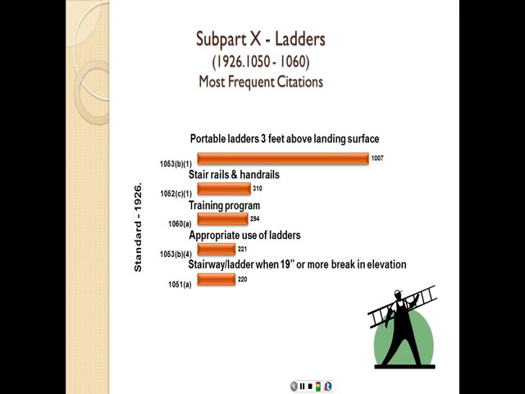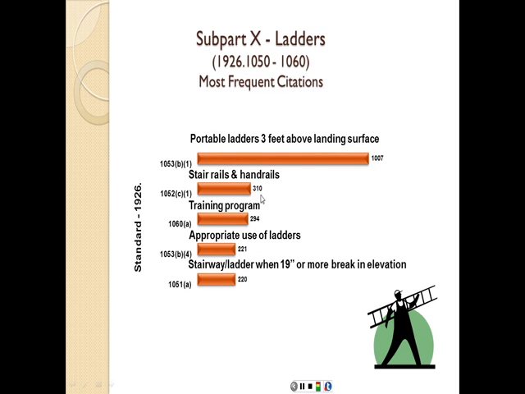First of all, we're going to talk about the most cited violations or the most frequent citations that happened in the industry. Over the past year, for example, 1,007 violations were reported related to the misuse of portable ladders 3 feet above landing surface, which is clause 1053B1 under subpart X, which is ladders in our code book.